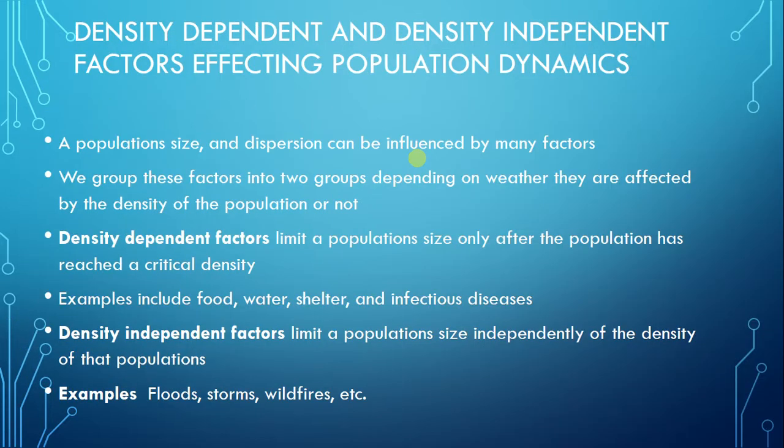The last part of this has to do with ways populations can change and the restrictions. So population size can be affected by biotic and abiotic factors. And we also group those factors on how they influence a population size, whether they are affected by the density of a population or not. So density-dependent biotic and abiotic factors limit a population size only after the population has reached a critical density. For example, food and water and shelter and infectious diseases are all more devastating, or have a profound effect, only if the population is a certain size.